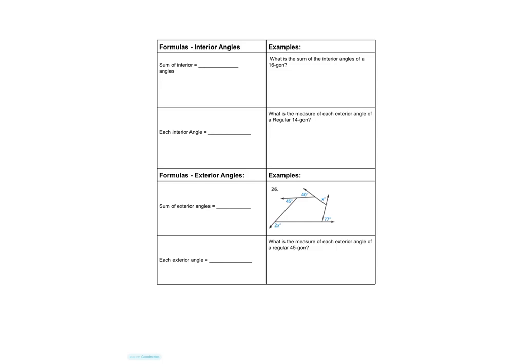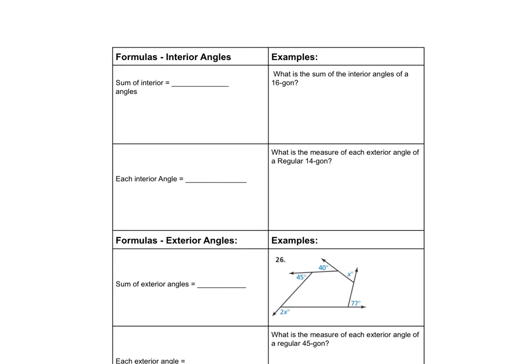Okay, so before you start working on your quiz review, let's do a quick review of the formulas and how to use them, just some examples of each, so that you have that at the top of your mind. First up on top, we have the interior angles formulas. Those are the angles on the inside. Down on the bottom, we have the formula for exterior angles, and we're going to look at examples of how to do those.